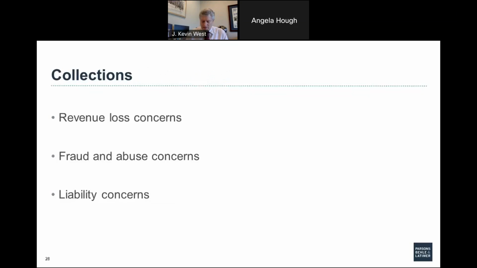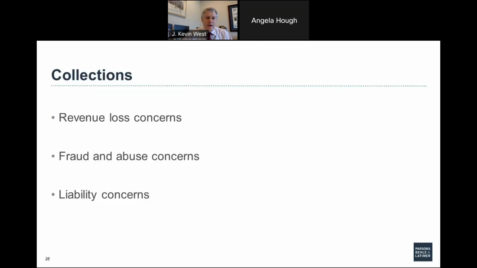We probably can't leave the topic of revenue and healthcare billing and coding without a brief mention on the subject of collections. Not a popular topic, obviously, but sometimes bills don't get paid, and this is most often a problem with the patient, not with the insurance company. And there are a number of things just to be concerned with here.